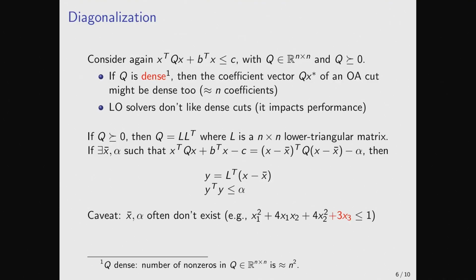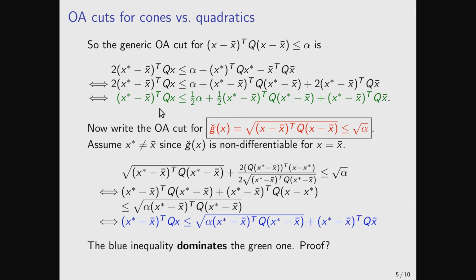Take again a quadratic constraint, any quadratic constraint like this. Q is positive semi-definite, so this is a convex constraint. Q in general has n squared terms, where n is the dimension of the problem, the number of variables. If Q is dense, and this doesn't happen very often in practice, but it does happen from time to time, what can you say about the outer approximation cut? The cut will have coefficients for x, this variable, with a lot of terms. If Q is dense, then Q times this guy over here is going to be dense as well. So we'll have on the order of n terms.